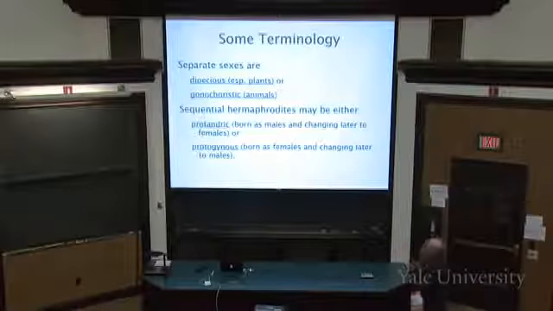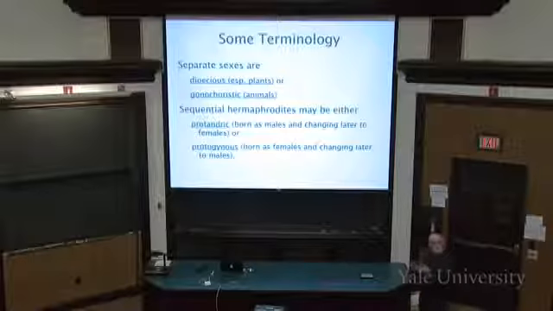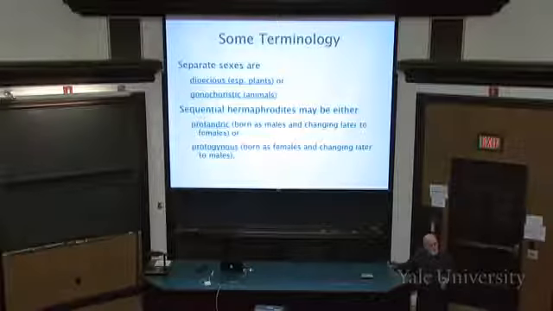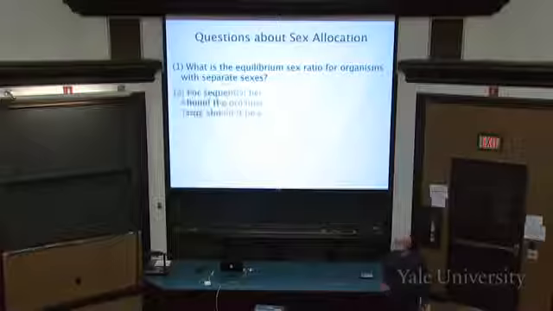Now, if we're dealing with sequential hermaphrodites, then they can be either protandric or protogynous. We call them protandric, so first male, pro-andros, if they're born as males and change later to females, and we call them a population that has separate sexes.